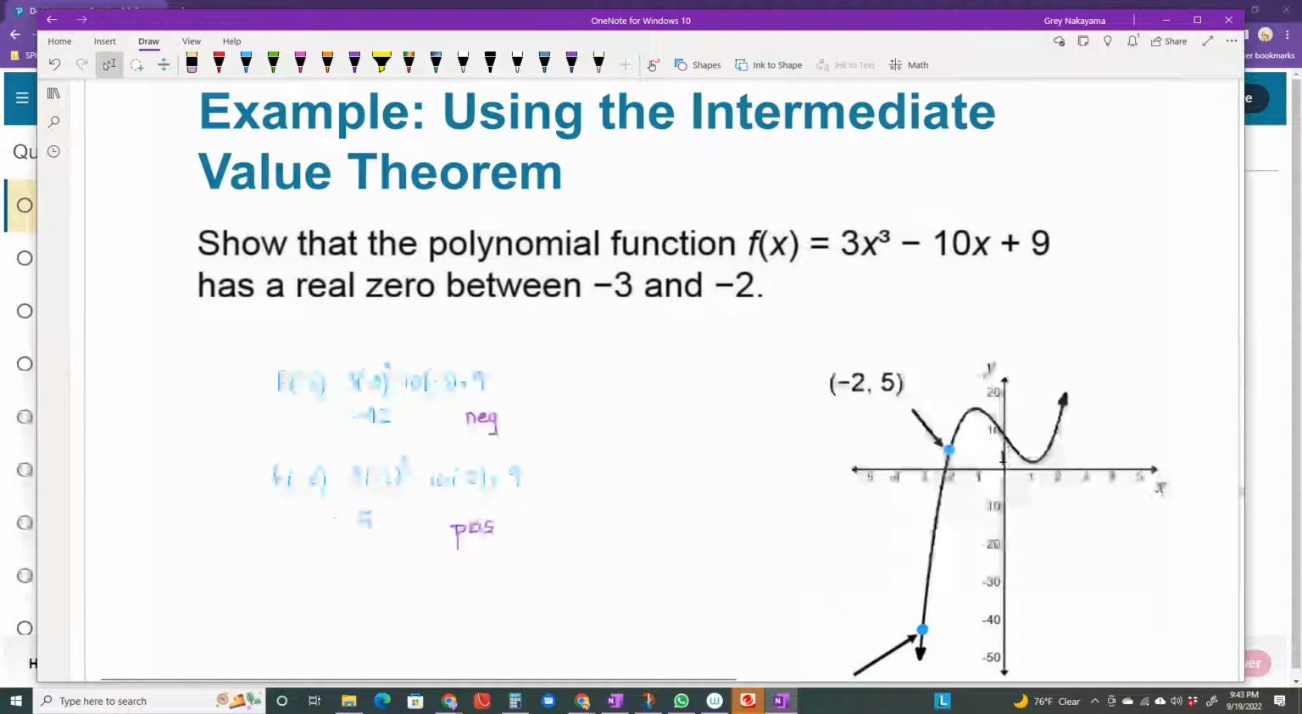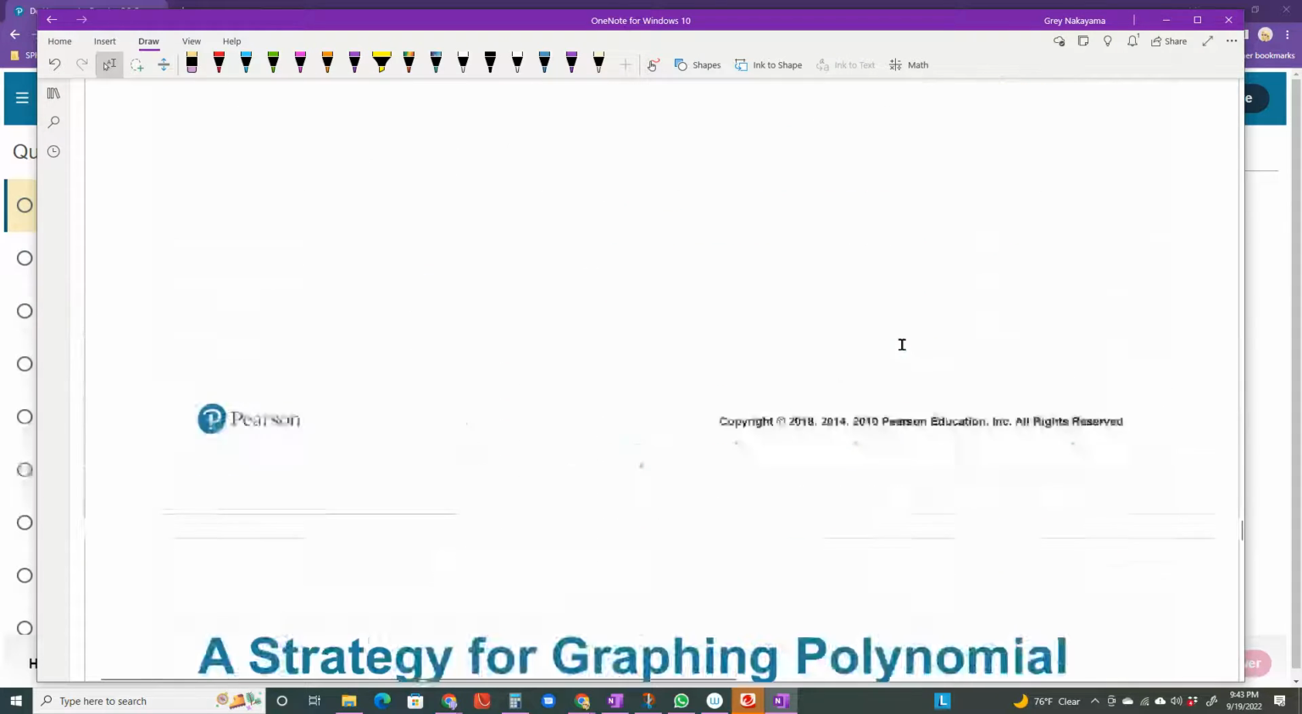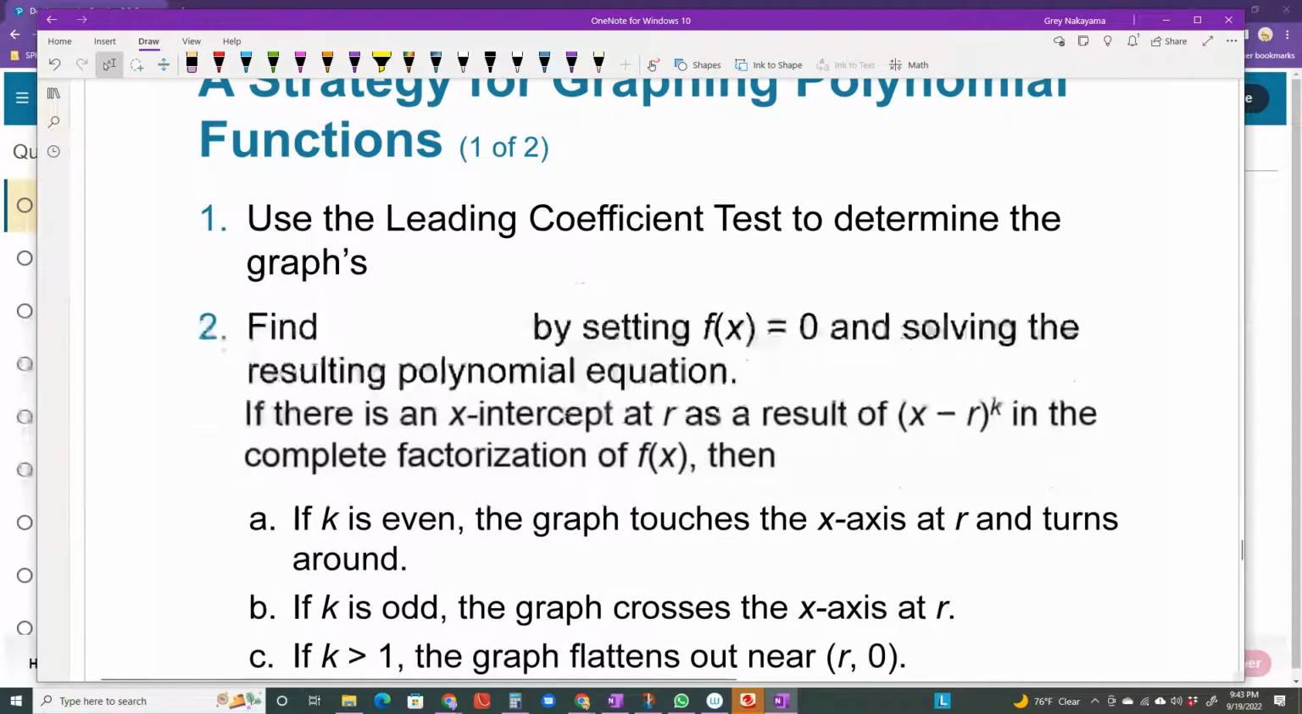Well, there's a turning point. That's a peak. There's another turning point. A turning point is just when it changes direction. But you can't have more; it's always going to be at most 1 less than whatever the degree of your polynomial is.